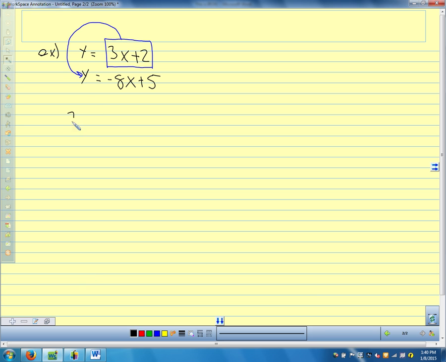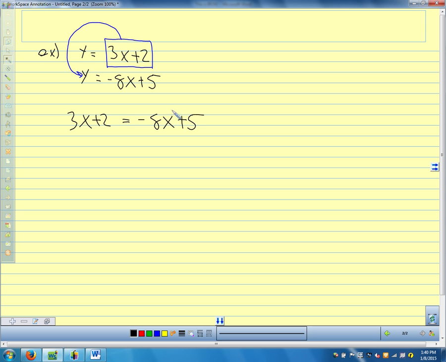So I get 3x plus 2 equals negative 8x plus 5. And then we solve this equation for x. Once we have x, we can plug x into one of these two equations to get y. So when you have your equation set up this way, where it says y equals something and y equals something else, you can just set the two equations equal to each other because they both equal y. Then we solve for x.